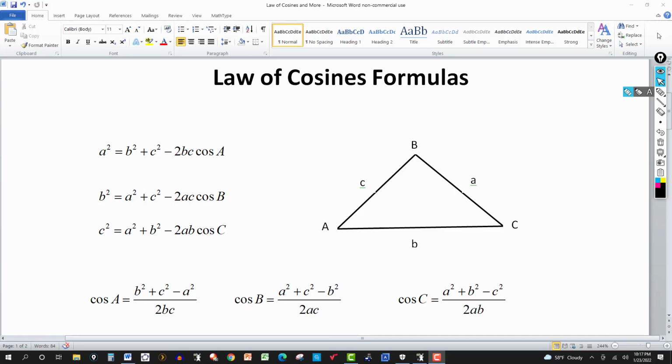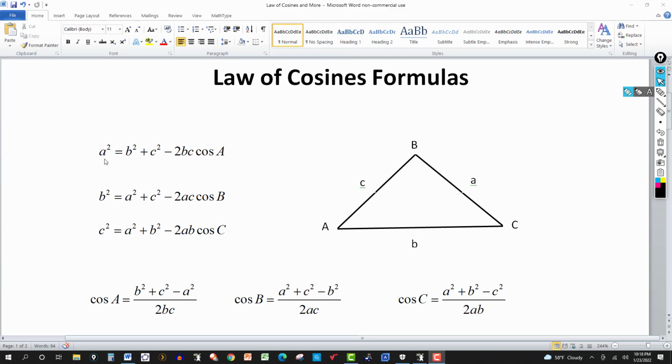In this video, we're going to look at how to use the law of cosines to solve oblique triangles. We did a little bit with law of sines. So we have the formulas, and a reference triangle over here. Notice the angles are labeled with capital letters A, B, C, and the corresponding sides opposite the angles are lowercase. So side a is opposite angle A, side c opposite angle C, and side b opposite angle B.